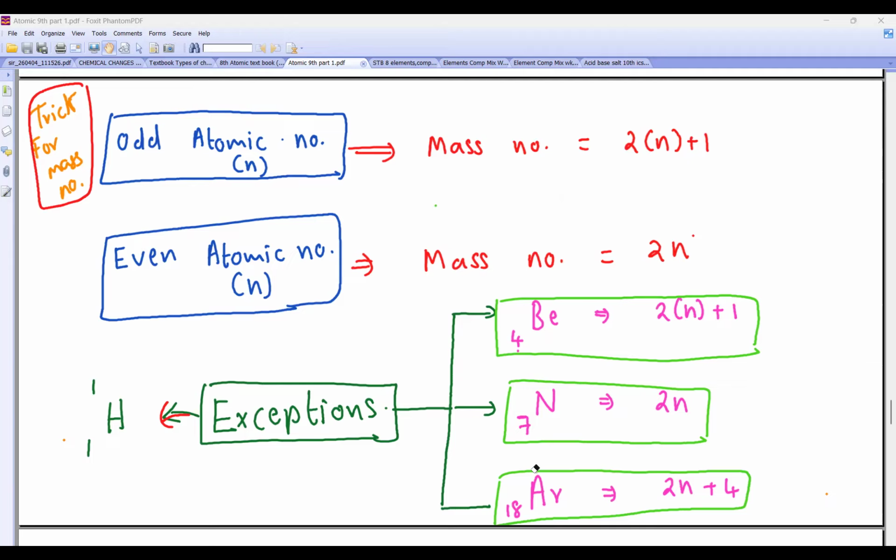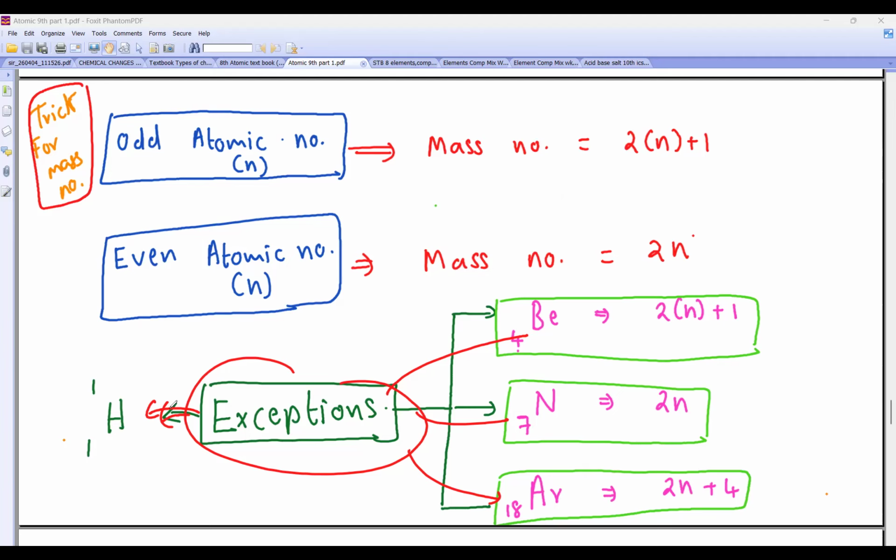So that is an exception. Therefore, exception. There we don't apply this rule. Are you getting it? Any difficulty till here?